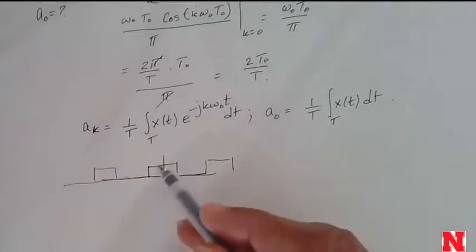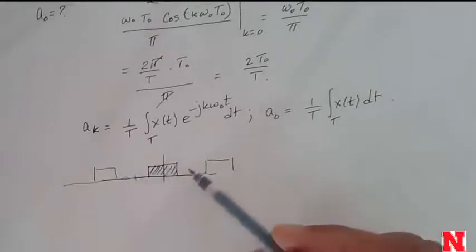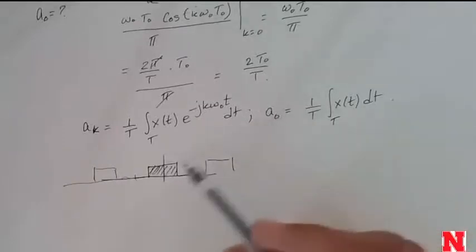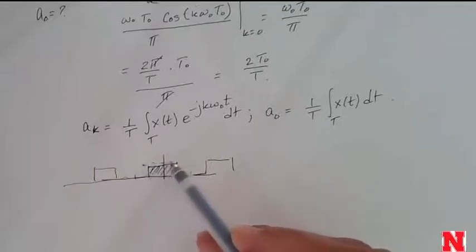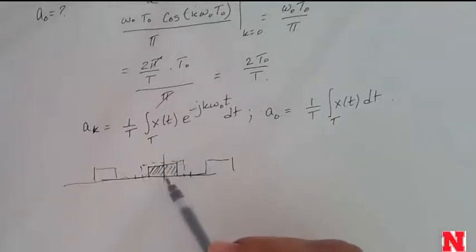So what we're doing is we're taking the area of this and dividing by the size of the period, and that's giving us the DC value. Now you can see that if T0 is large, so this is broader, we'll get a larger DC value. If this is a narrower pulse, we'll get a smaller DC value.